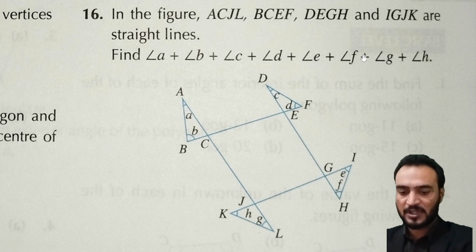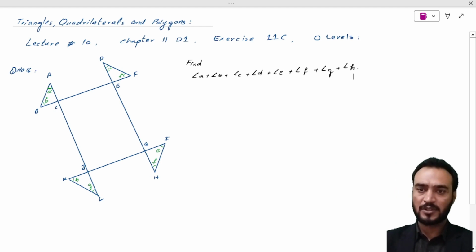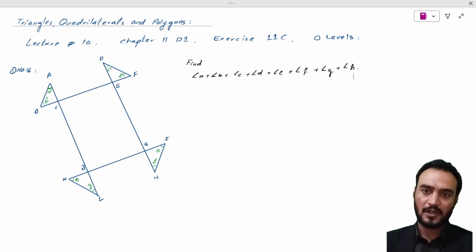So let us solve this question 16, where we have to find this sum. As you know, the angle in triangle ABC is a right angle, and the angle at point E in triangle DFE is also a right angle. The angle at point J in triangle KJL is also a right angle, and angle HGI in triangle GHI is also a right angle.